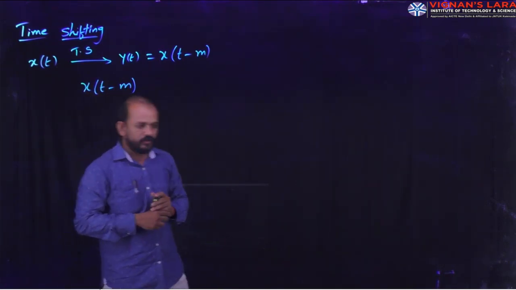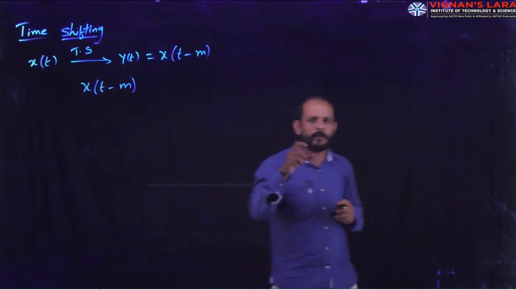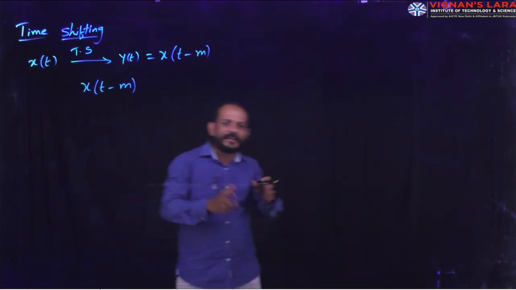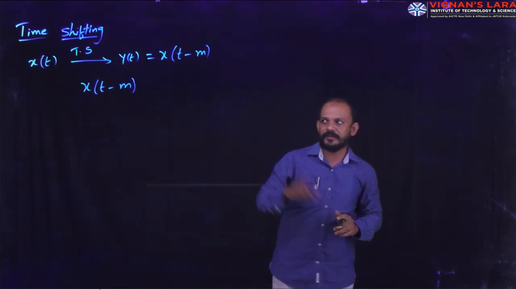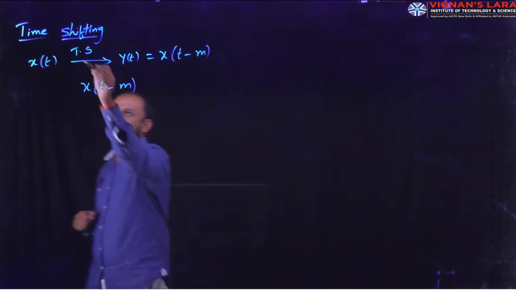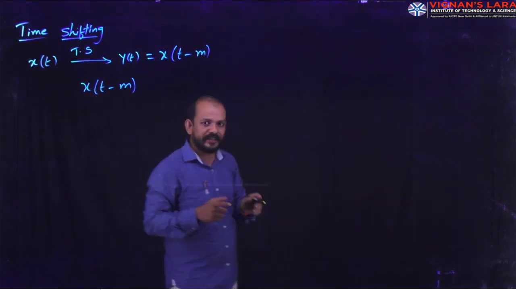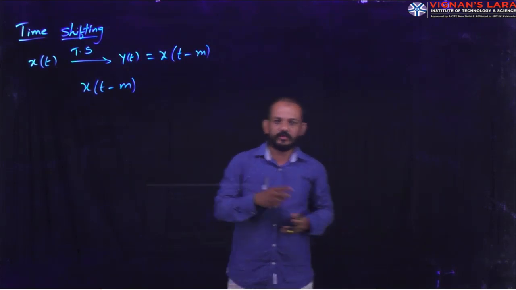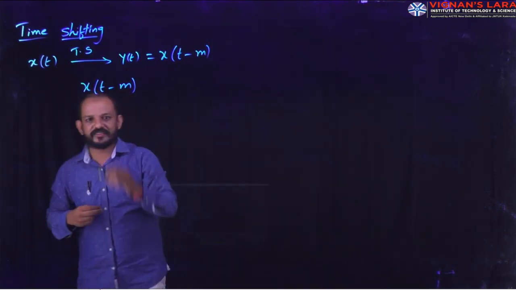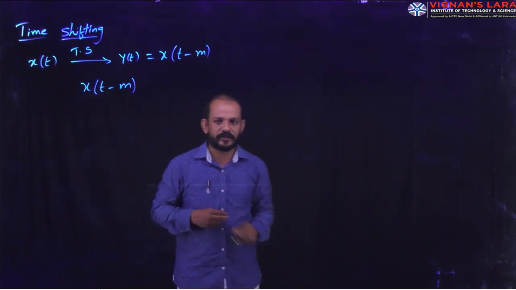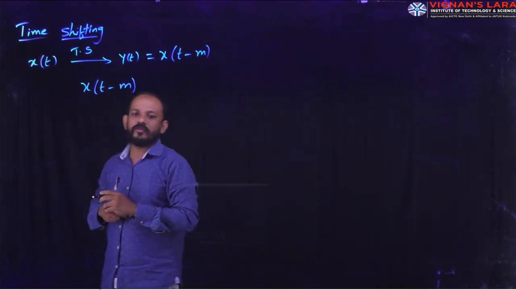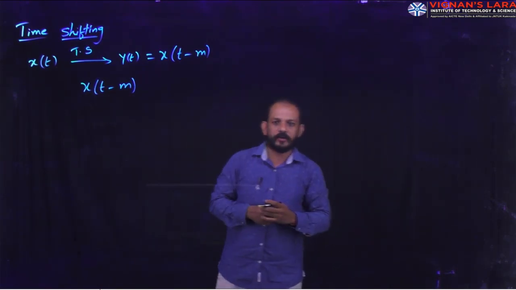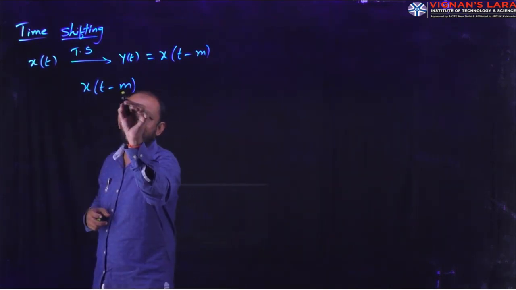First thing. Now, this time shifting operation results in a delay of the signal or an advance of the signal. That means if you perform the time shifting operation on the signal, it will result in either delaying the signal or advancing the signal. Now, how will you know whether the signal is delayed or advanced? How will the operations be performed? That is based on this letter m.